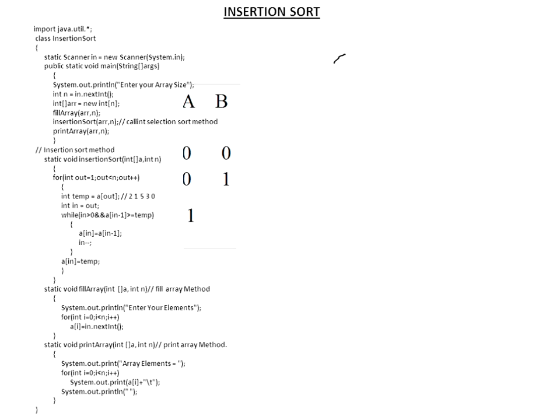In case of OR operator, what is the output? 1, 1, 1, 0. That means when we have two inputs as 0, the output is 0. When we have 0, 1, the output is 1. When we have 1, 0, the output is 1. And when we have 1, 1, the output is 1.